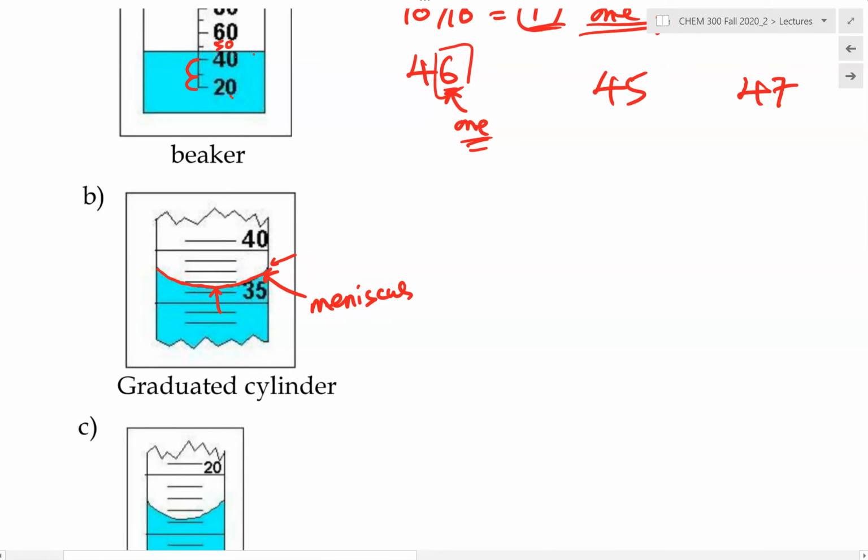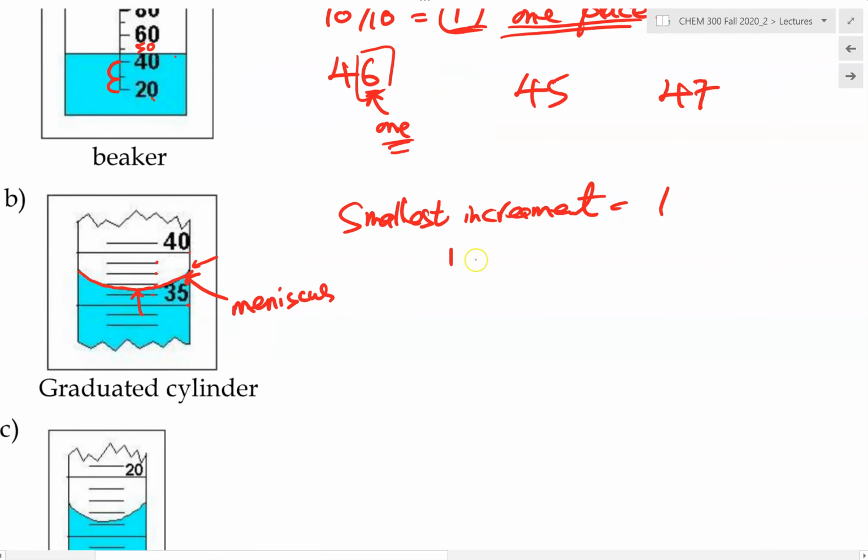First, find the smallest increment. So here is 35 and here's 40. And there's 1, 2, 3, 4, 5 increments in the middle. So that means that the smallest increment would then be 1. Smallest increment equal to 1 milliliter. And now when we take 1 divided by 10, it would then equal 0.1. So 0.1 has 1 decimal place on it. So our reading needs to be read to 1 decimal place. So that is significant to this value.